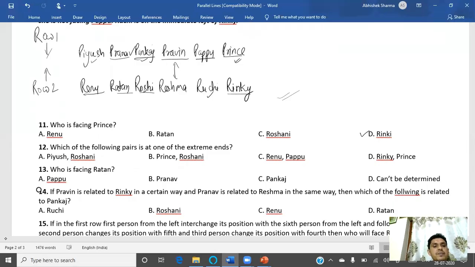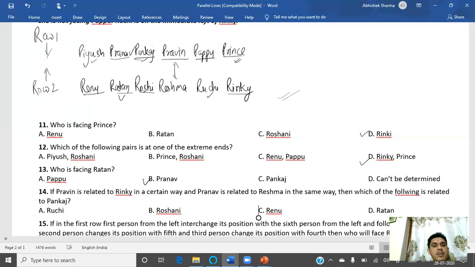Thereafter question number 20: which of the following pairs is at one of the extreme ends? Piyush Roshni is not at the extreme end. Prince Roshni is not there. Renu Pappu is not there. Rinki and Prince are at the extreme ends. So our answer will be D. Question number 13: who is facing Ratan? If we check, Ratan is here, and in front Pranav is sitting. So the answer will be Pranav.